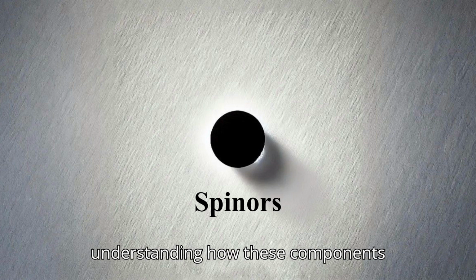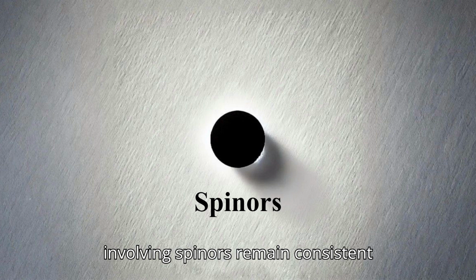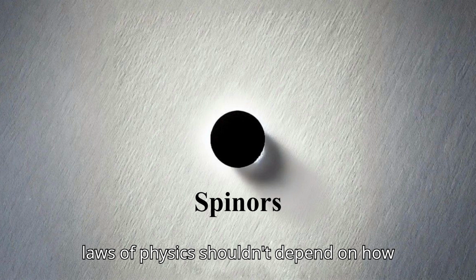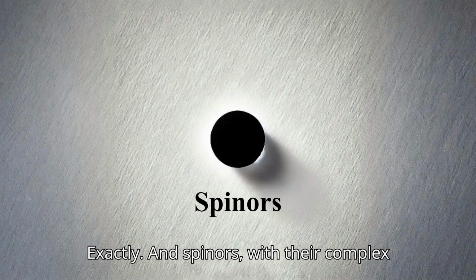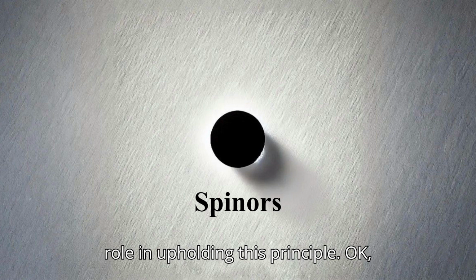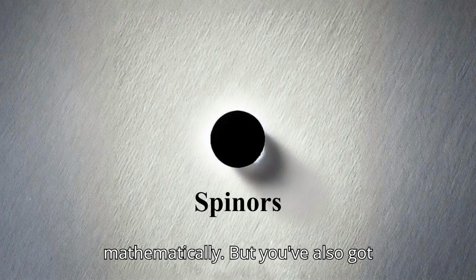Precisely. And understanding how these components transform ensures that our physical laws involving spinors remain consistent regardless of our chosen perspective. The laws of physics shouldn't depend on how we choose to look at things, right? Exactly. And spinors, with their complex transformation properties, play a crucial role in upholding this principle. Okay, we've explored the basics of what spinors are and how they're defined mathematically.